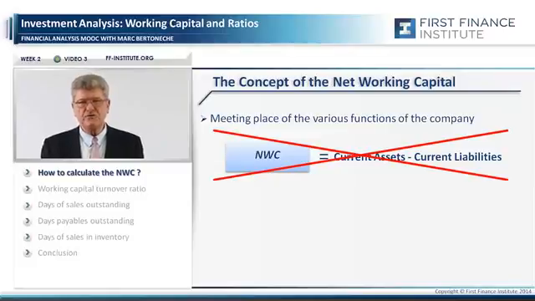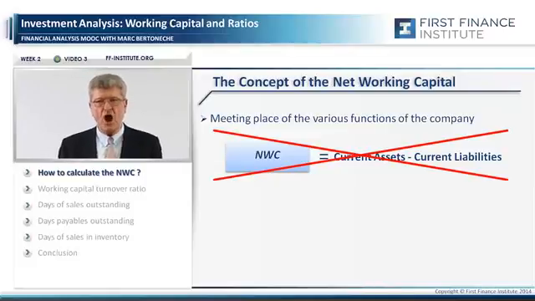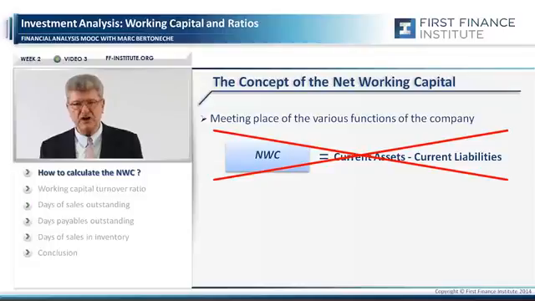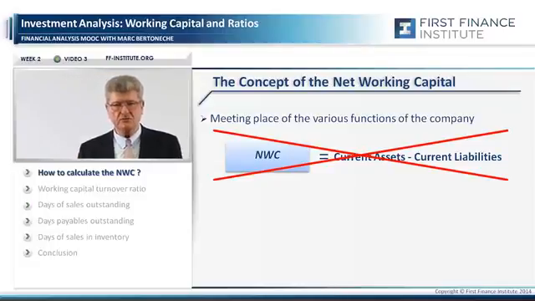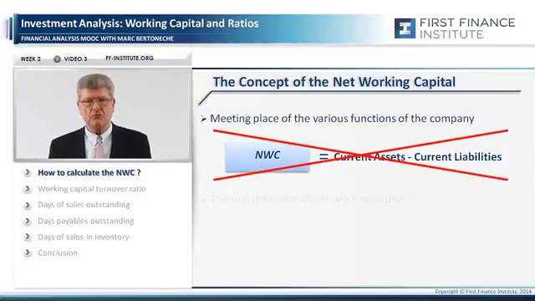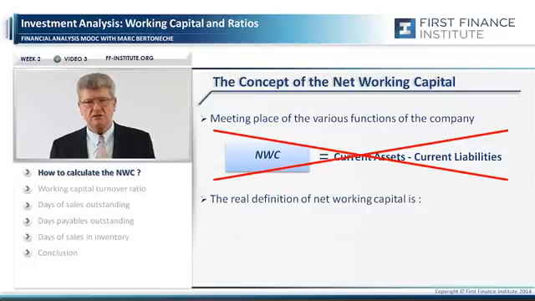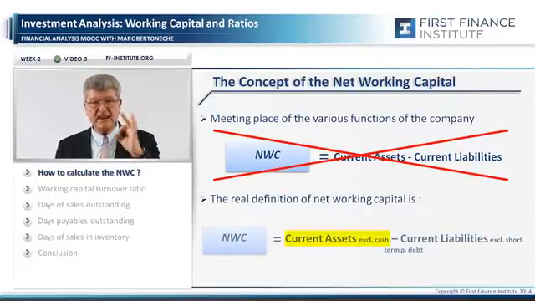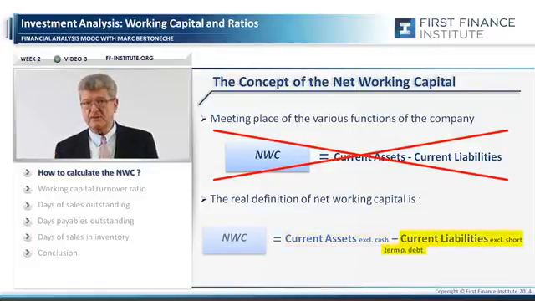If you take current assets minus current liabilities, you will also underestimate the net working capital of companies with a high level of short-term financial debt, such as bank overdraft, short-term bank loans. So, actually, net working capital is equal to the current assets excluding cash and cash equivalents, minus current liabilities, excluding all short-term financial debt.